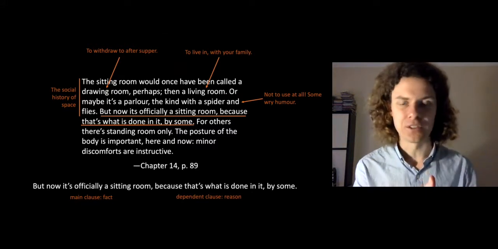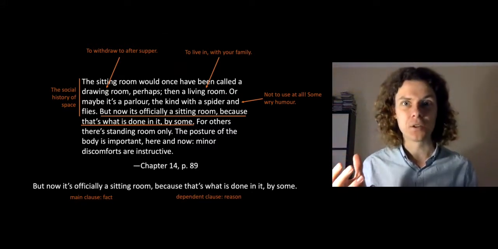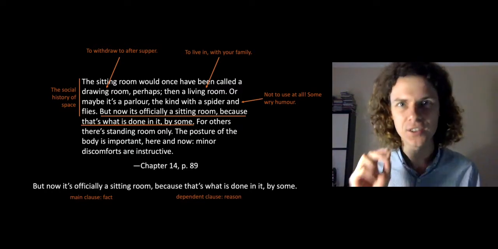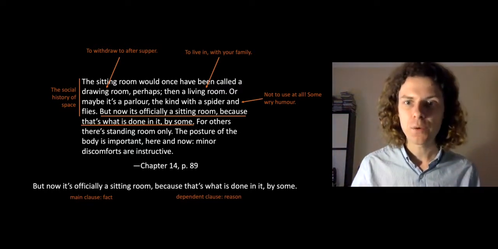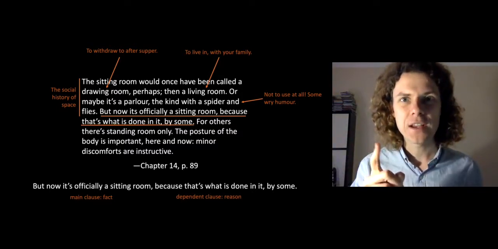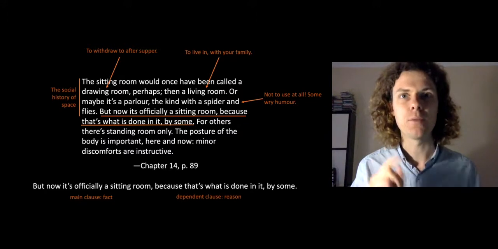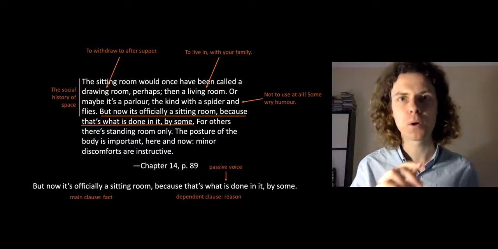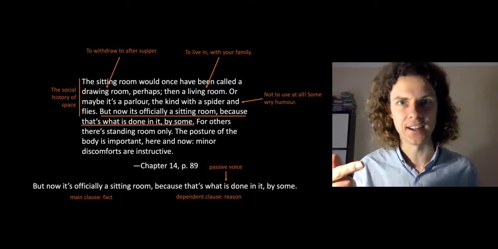So that's the main clause of the sentence. Then what do we get in the dependent clause? And again, we can see Atwood's really, really stylish and does this so well. It's called the sitting room because that's what is done in it. And the thing I want you to notice here is she doesn't say it's called the sitting room because people sit in it. She uses the passive voice because that's what is done in it.